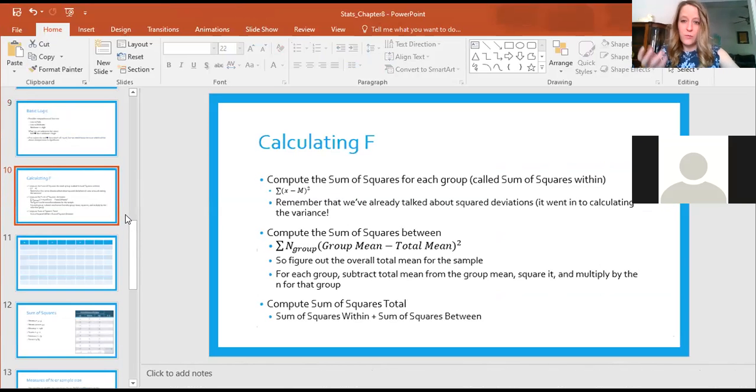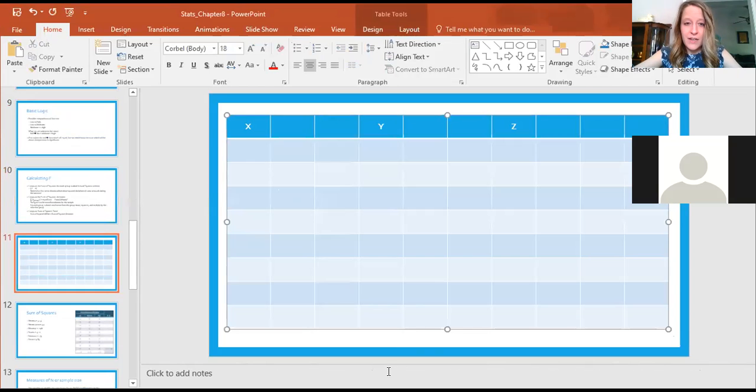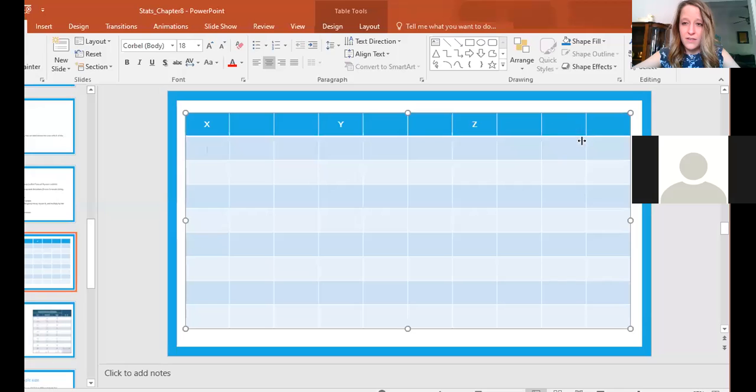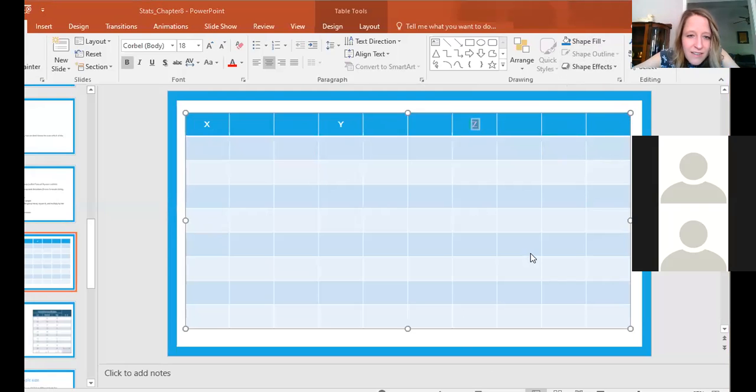Now, we have to calculate the within group sum of squares and the between group sum of squares, right? So that's sort of our first step with calculations. So can everyone see this table here with my variables of x, y, and z? Chat? Yes, okay. Cool, okay.